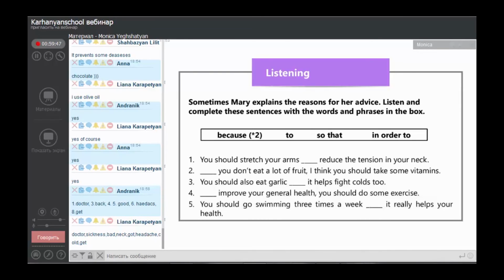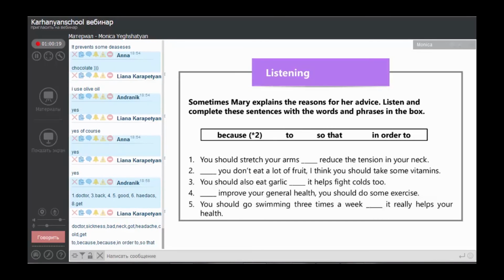1. You should stretch your arms to reduce the tension in your neck. 2. Because you don't eat a lot of fruit, I think you should take some vitamins. 3. You should also eat garlic, because it helps fight colds too. 4. In order to improve your general health, you should do some exercise. 5. You should go swimming 3 times a week so that it really helps your health.